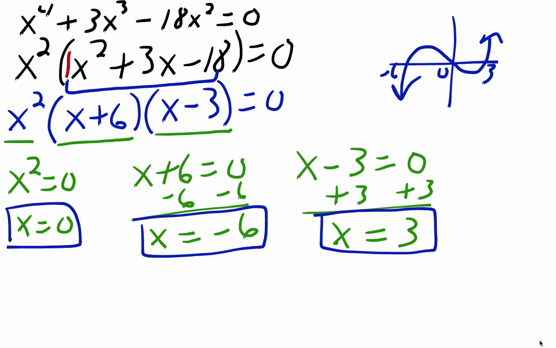Whoops, sorry about that. This graph is wrong, so ignore that, because it's to the 4th power, so it's going to be something like that. It's going to be a quartic, so it's going to cross 4 times up there.